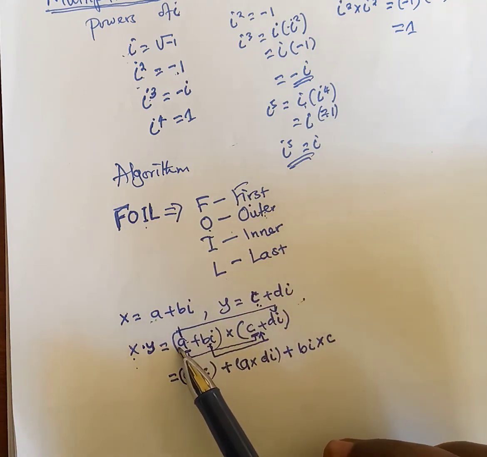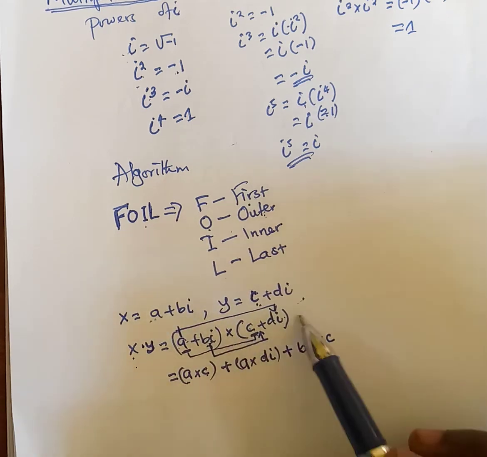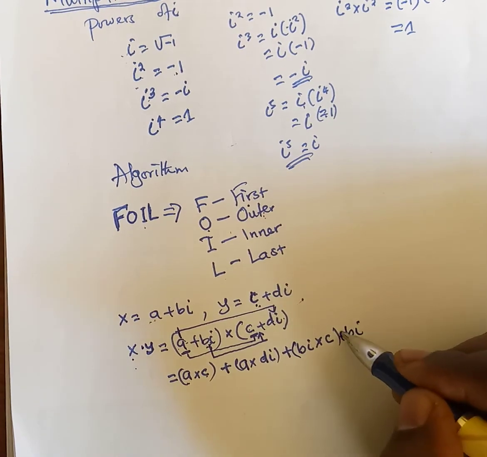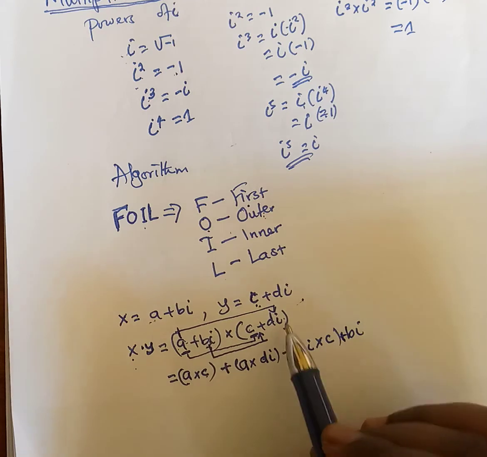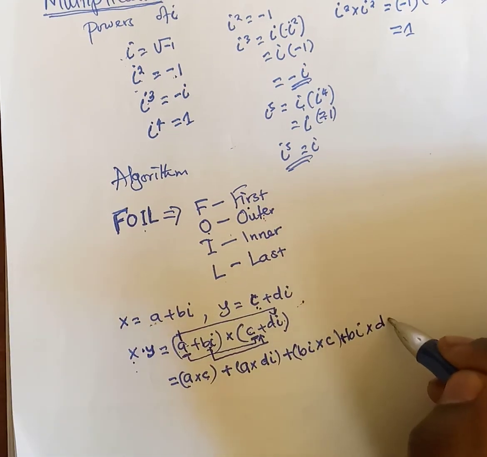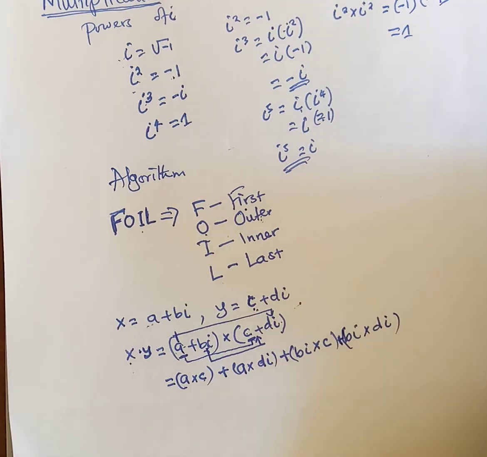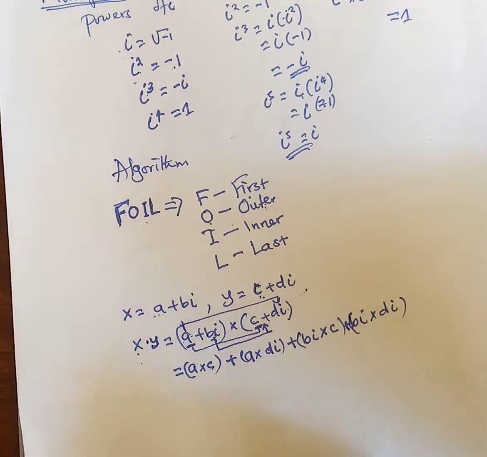If this was the first, then the last are the ones with i's. So I add bi times di. Okay. So I'll have multiplied those two complex numbers, except that now I need to work on how to simplify. I have to put like terms together, the ones with one i and the ones with two i's, and so on.